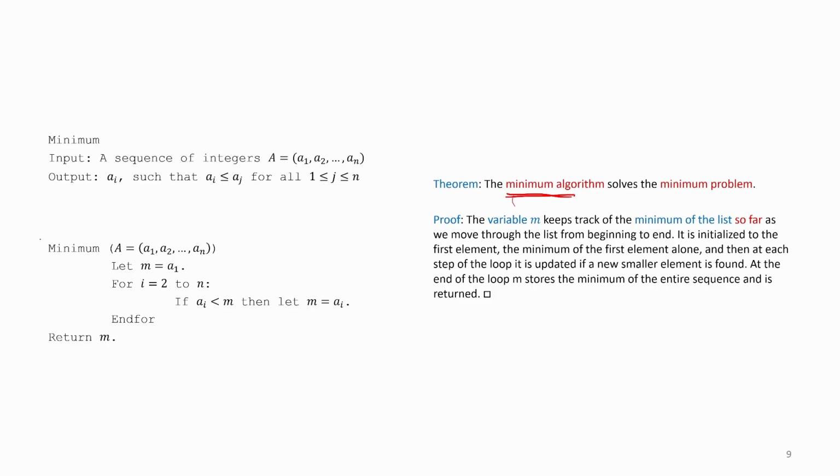First of all, I talk about the minimum algorithm. Well, what's that? That's this one over here. And it solves the minimum problem. What's that? That's up out here. Okay, so the minimum algorithm solves the minimum problem. That's what I'm trying to prove. I'm trying to prove the relationship between these two.